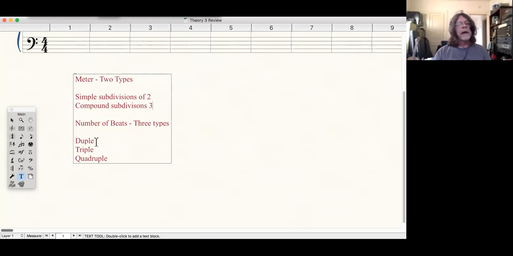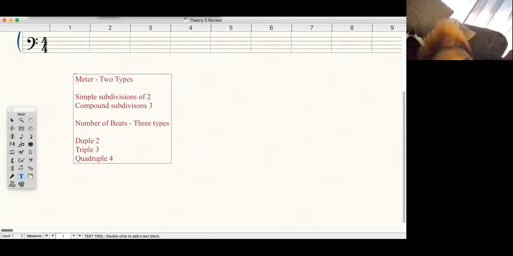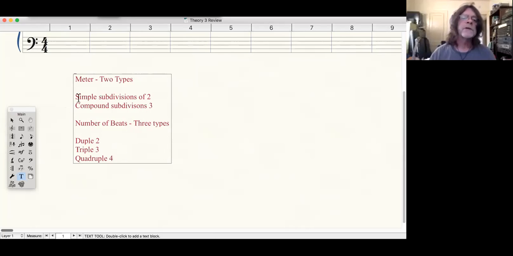All right. The first one is duple, and duple means 2. Okay. So it's 1, 2, 1, 2. And triple means 3. This is all pretty obvious, but I'm going to put it together. And quadruple means 4. All right. So again, you have 2 types of meters, simple and compound, and then you have 3 types of beats, which is duple, triple, and quadruple.